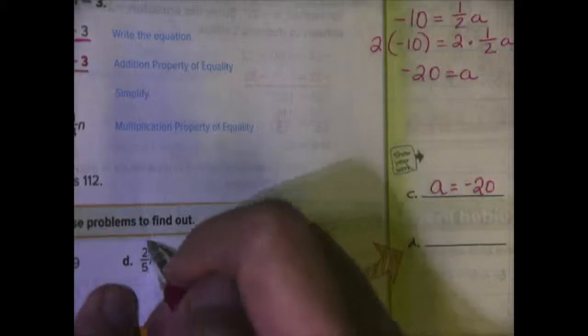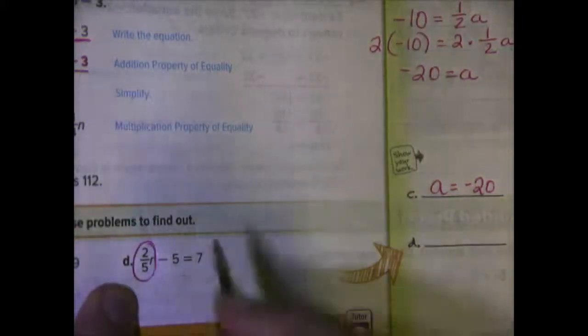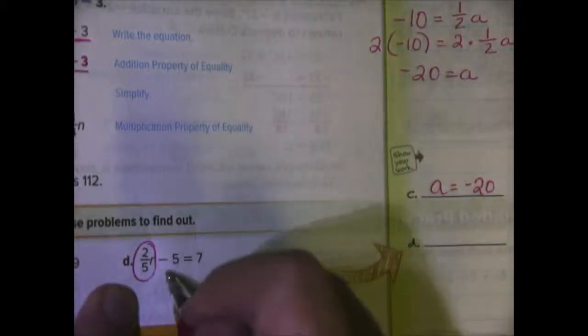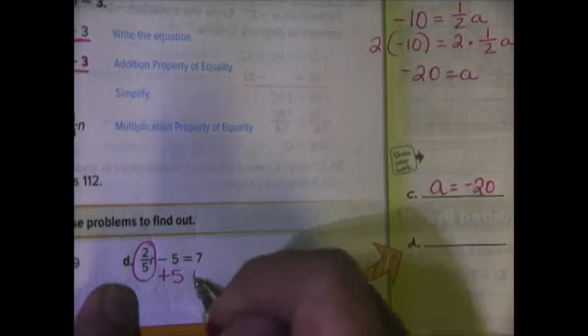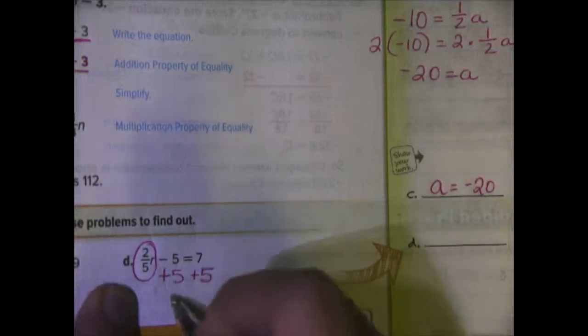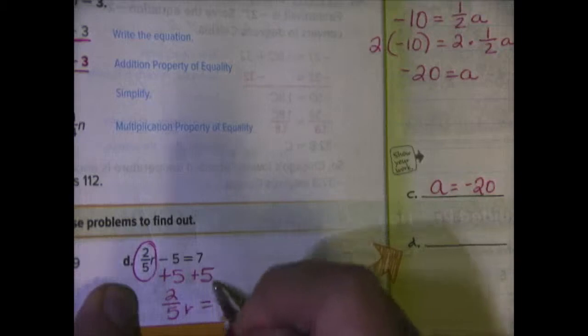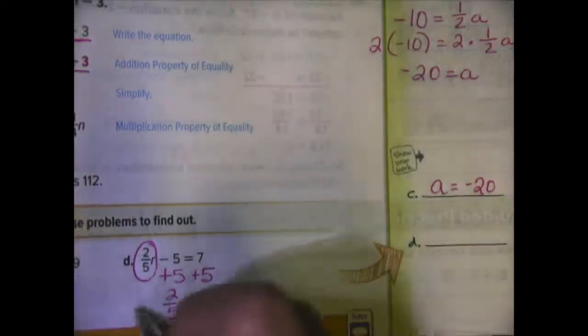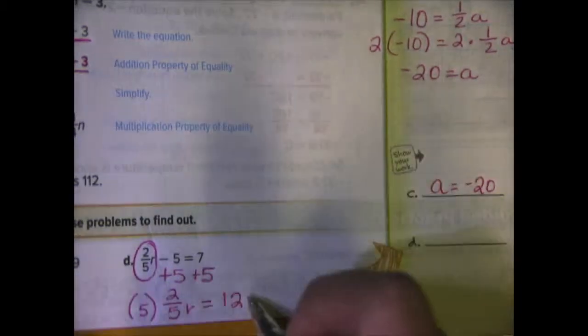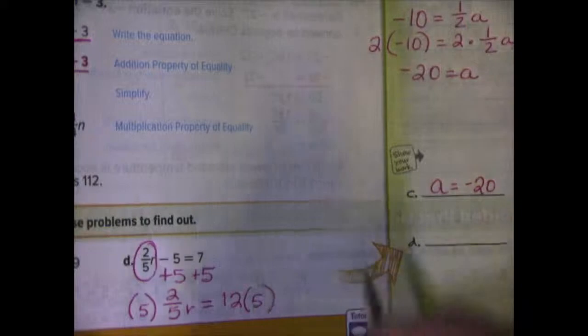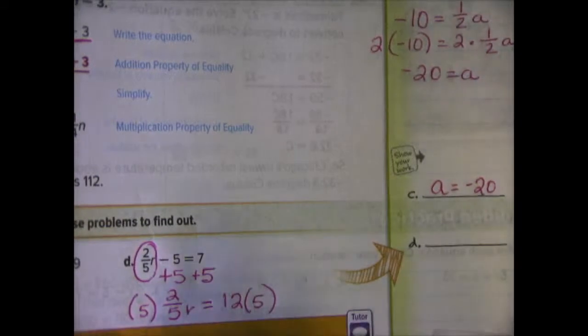So we want to get 2/5 r by itself. In order to do that, we need to get rid of the negative 5 by adding 5 to both sides, our addition property of equality. That leaves us with 2/5 r equals 7 plus 5, which is 12. And now I'm going to multiply both sides of the equation by 5 using the multiplication property of equality.